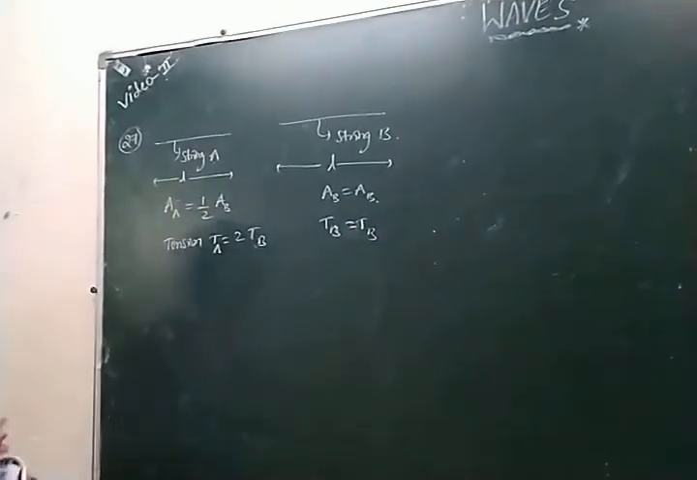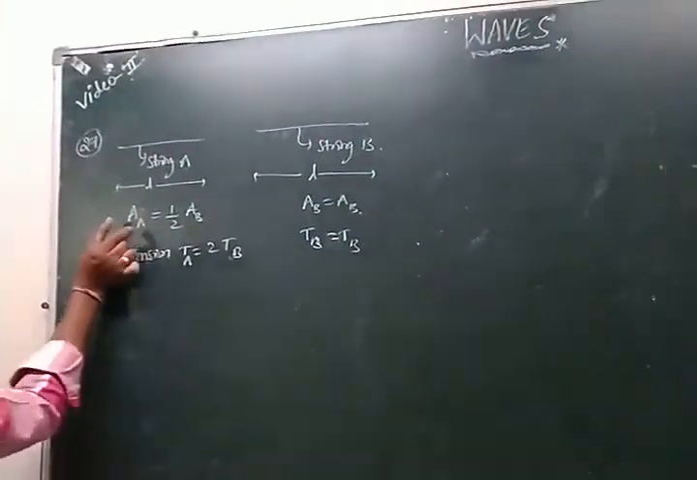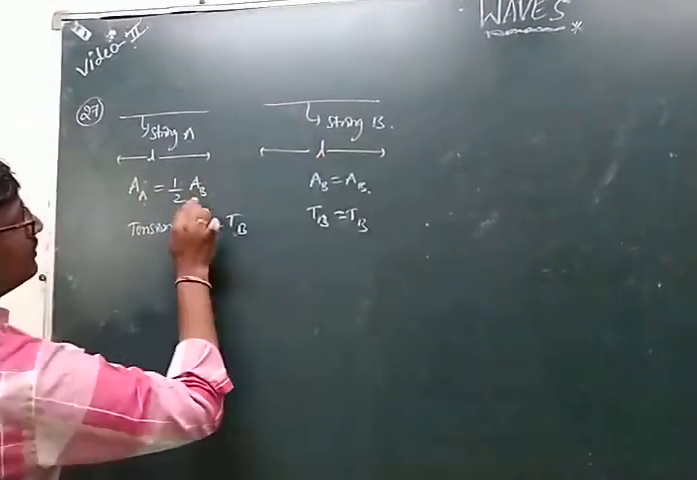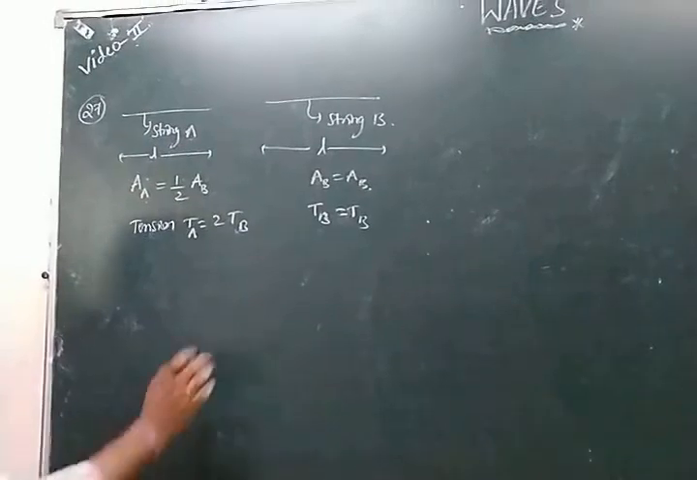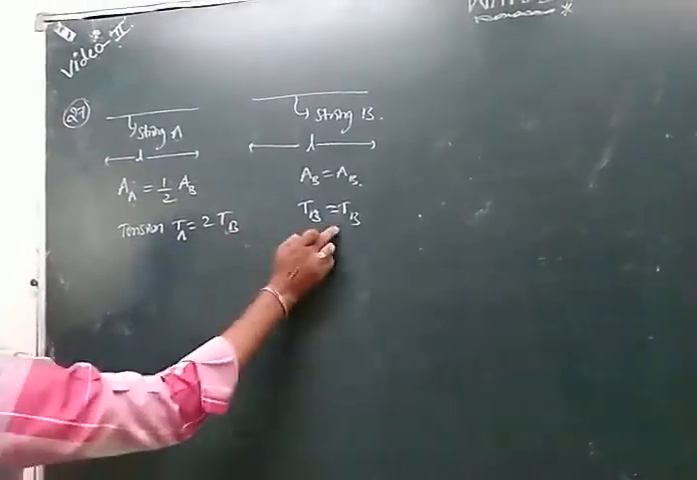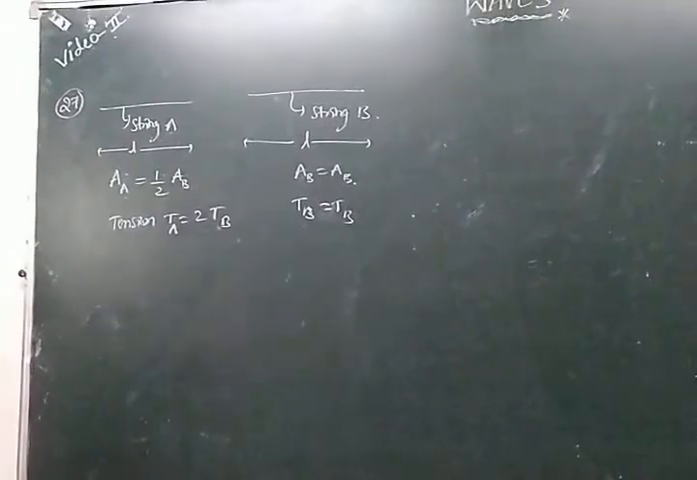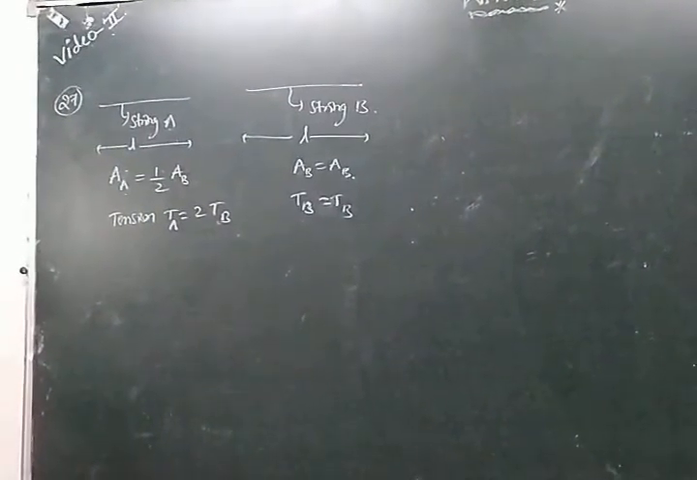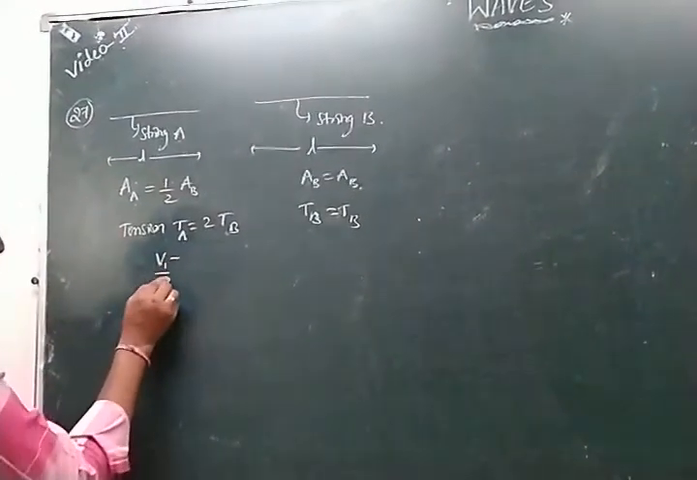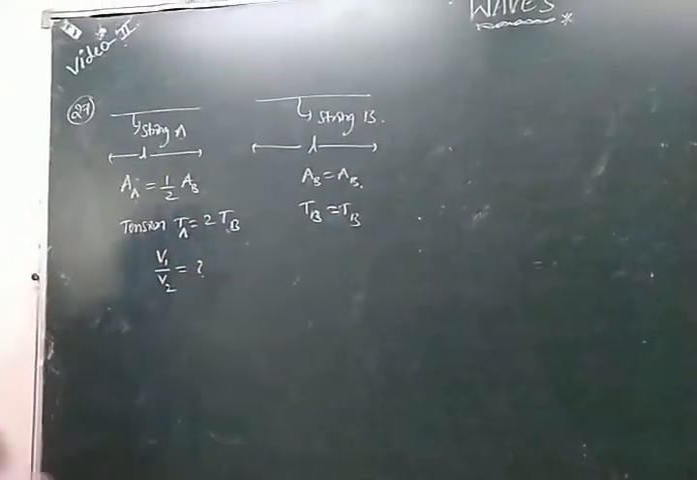Here the conditions are given. The first one: the area of string A is half of the area of string B. Next, the tension is double on A, that is TA is equal to 2 TB. Then find the ratio of the velocities, V1 by V2, equal to how much?